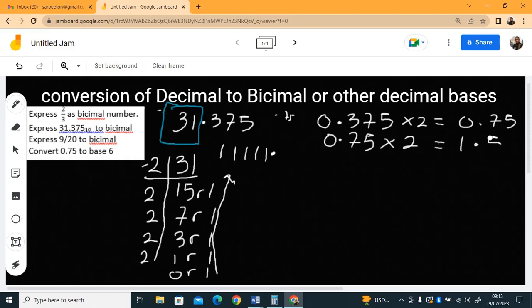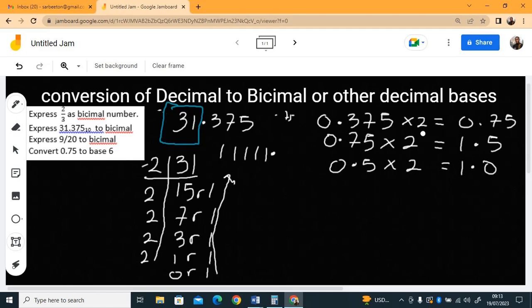1.5. Now what do you have now? You have 0.5. Because 0.5 means 0.5. That will be 0.5 times 2. And 0.5 times 2 is 1.0. So because the final part after the point is 0, you stop. That is your final answer.